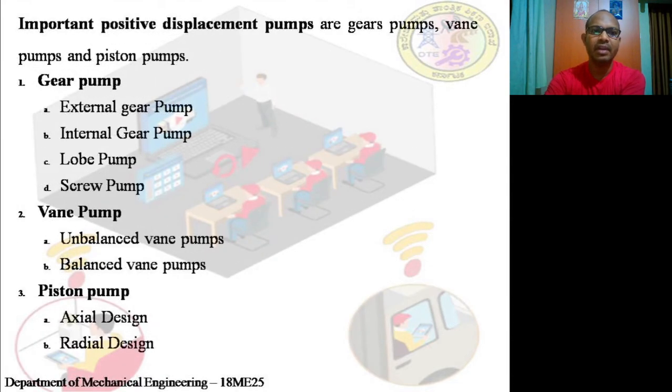Then the important positive displacement pumps are gear pumps and vane pumps. They have different working principles. In gear pumps there will be internal and external gear pumps. The gear rotates like this. Just imagine two gears; when they rotate like this, it creates a suction at the top. Ultimately the aim in a pump is to create the suction.